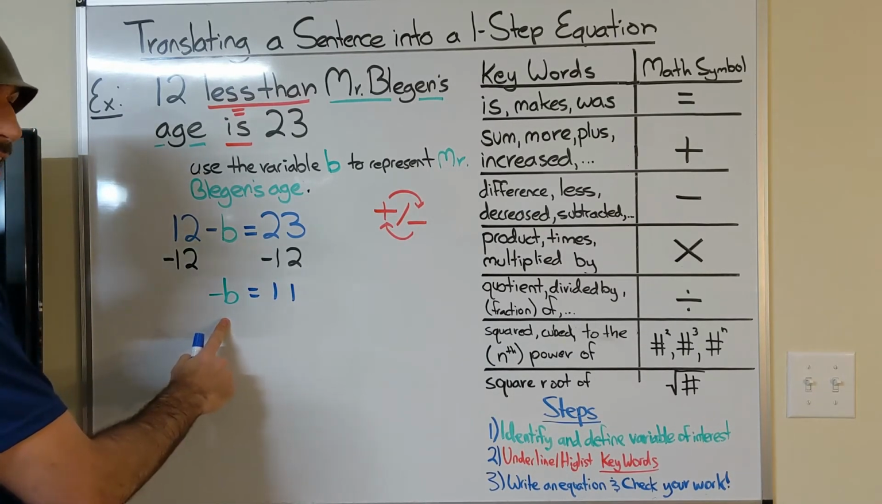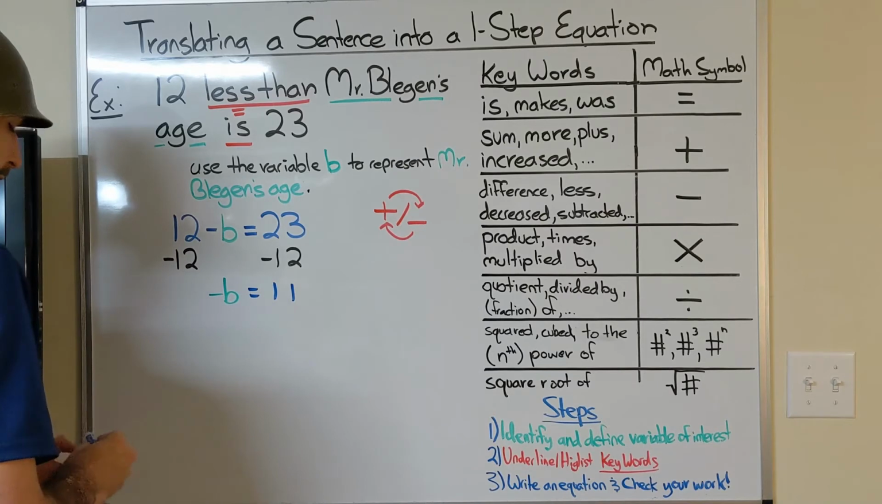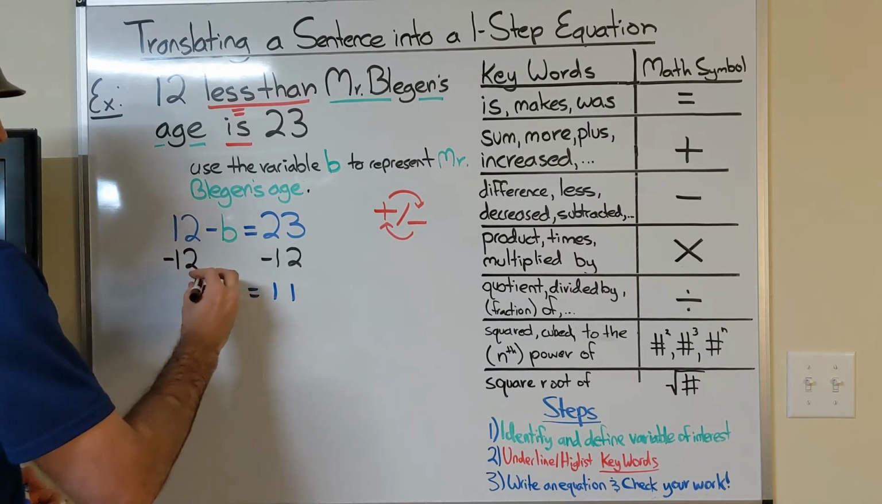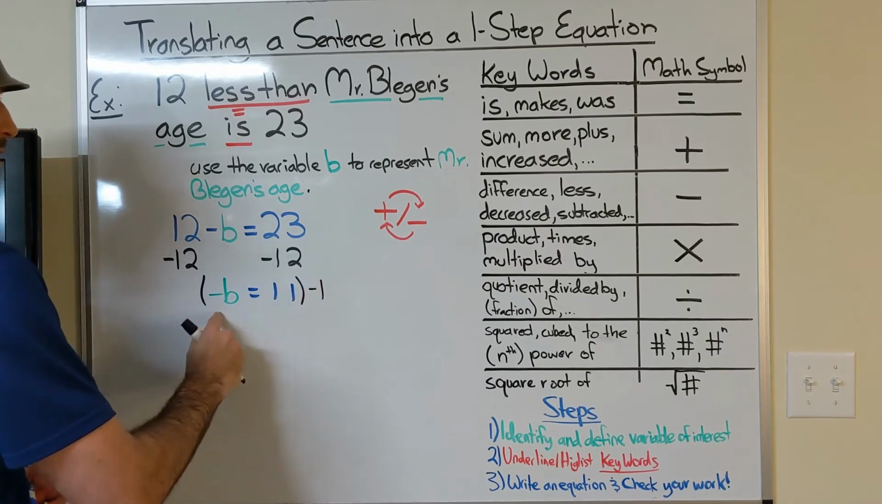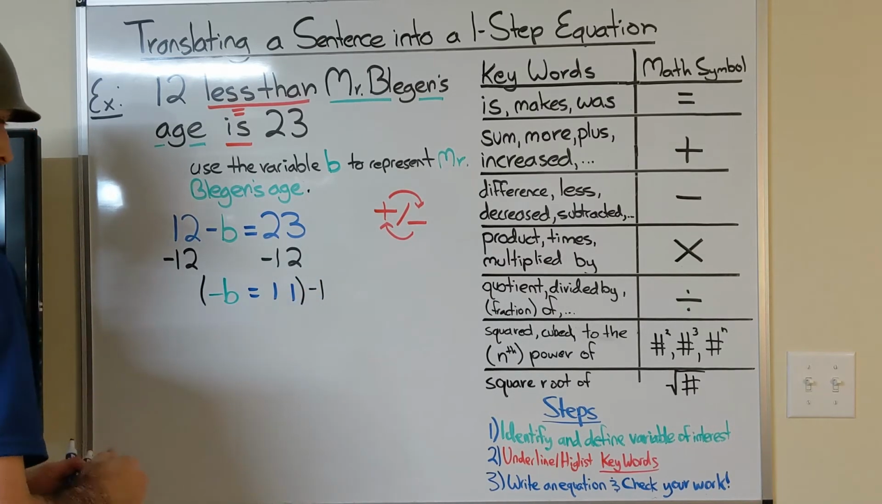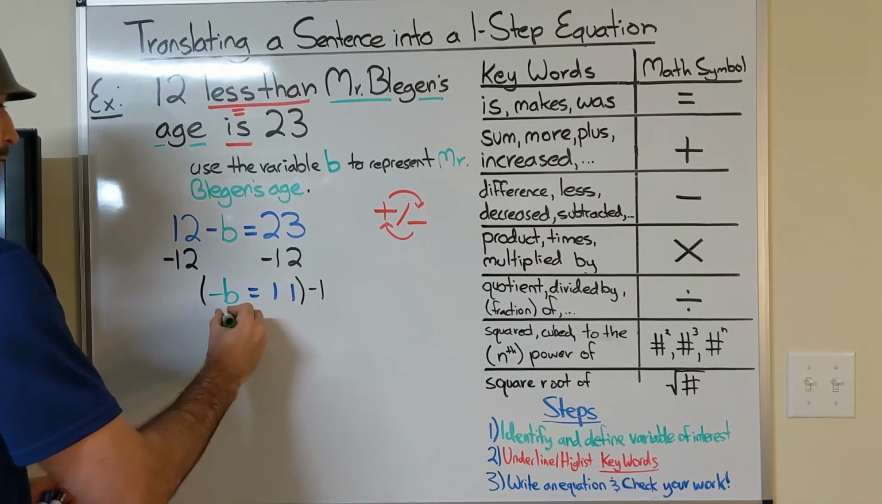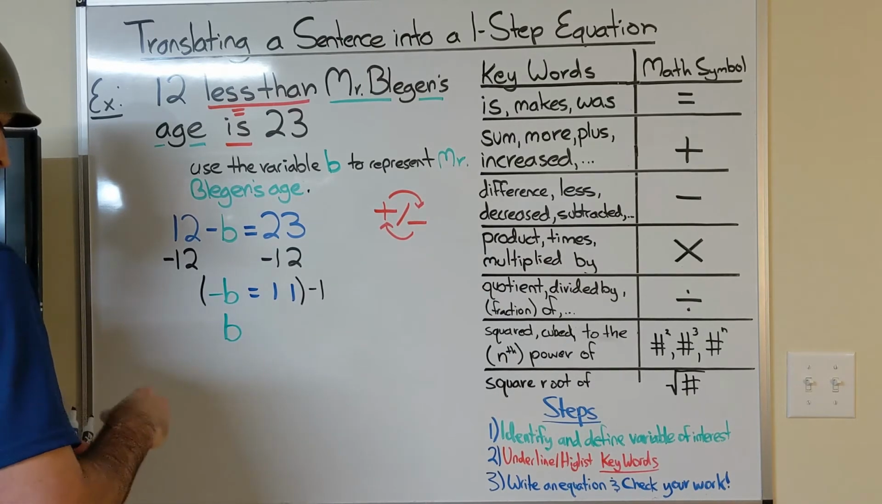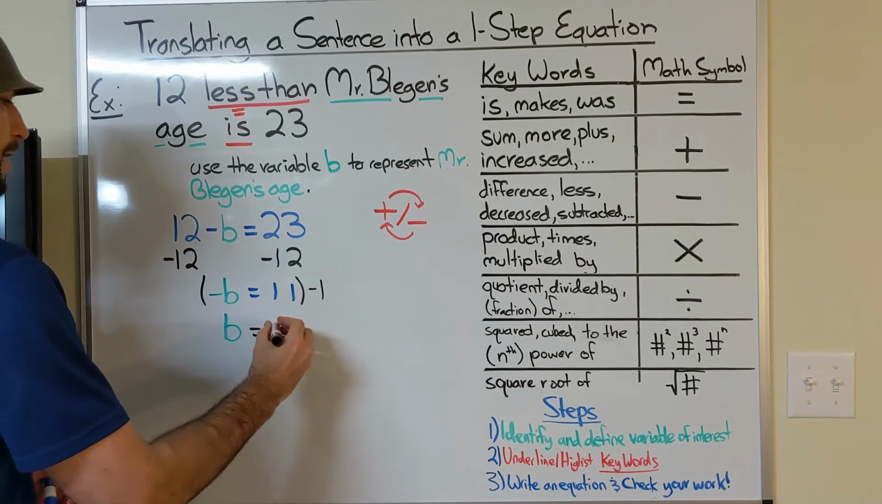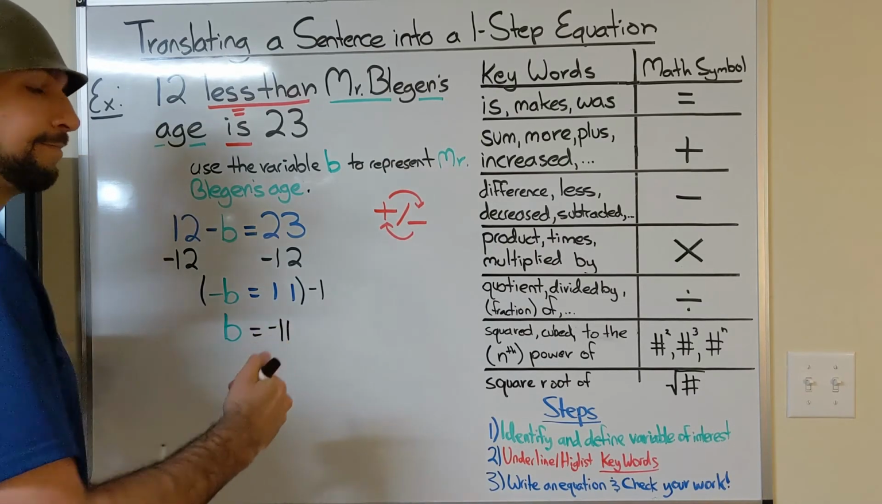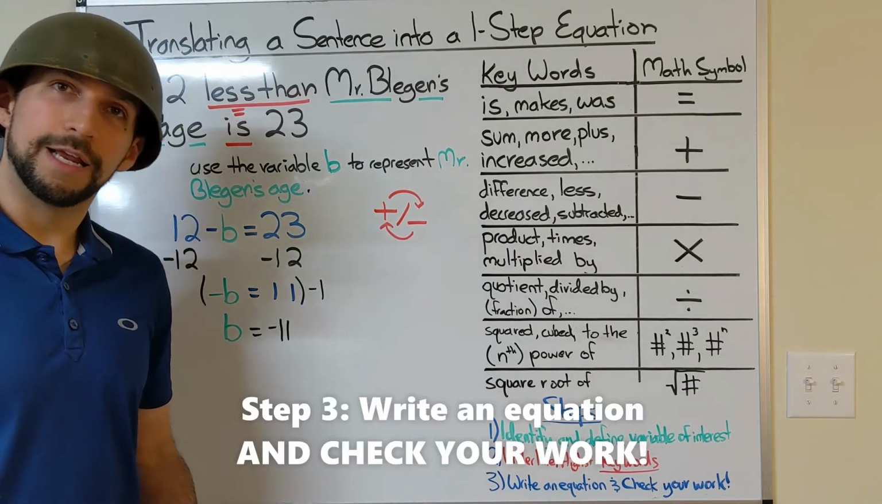Now I still have a negative in front of my b, so let's get rid of that by multiplying everything by negative 1 to remove that negative sign, since a negative times a negative will be a positive. So negative b times negative 1 is b, is equal to 11 times negative 1, which is negative 11. I, in fact, am not negative 11 years old.